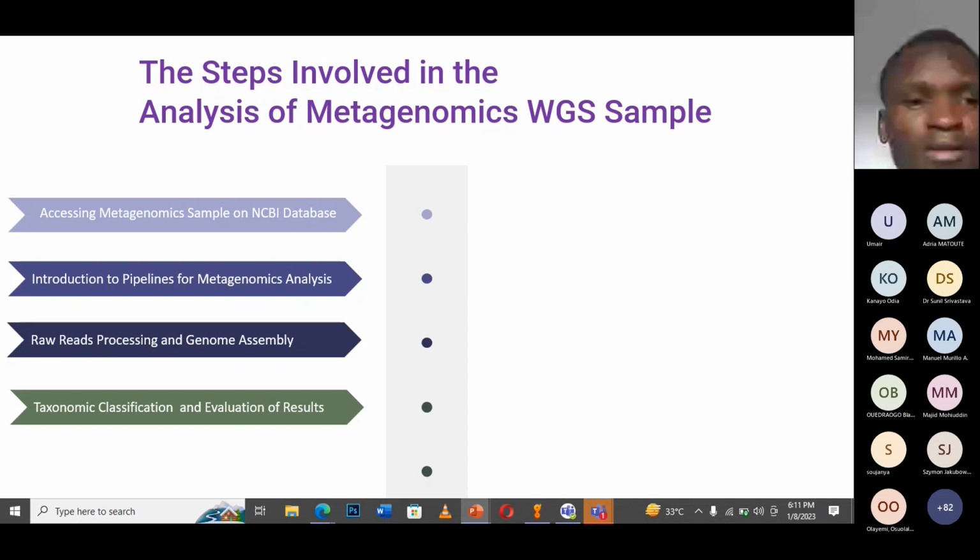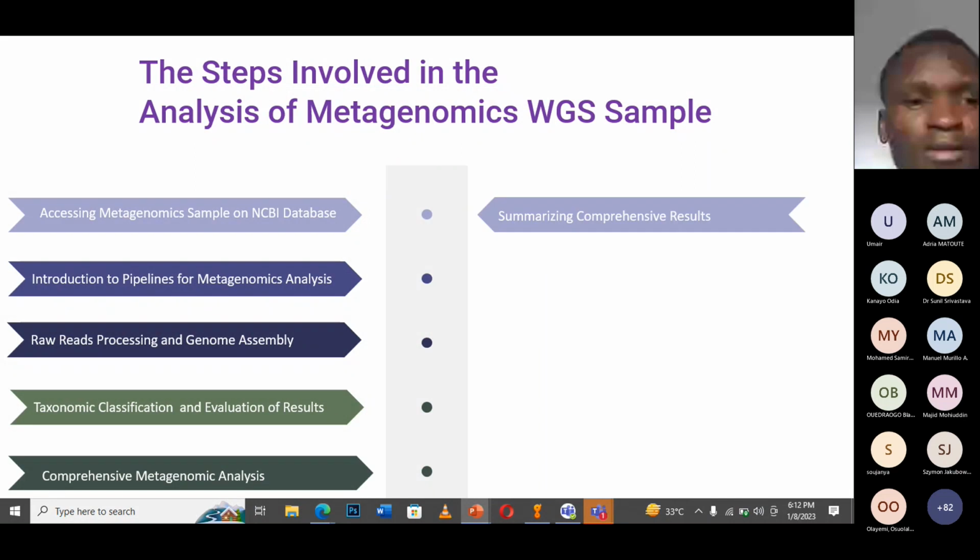Then we have the taxonomic classification and evaluation of results, where you do the taxonomic classification talking about biodiversity. Then we have the comprehensive metagenomic analysis. In the comprehensive metagenomics analysis, you'll be doing genome annotation, gene prediction, specialty gene prediction, specialty gene categorization, and specialty gene evaluation. That is the comprehensive metagenomics analysis, where you'll be talking about virulence genes, mobile gene elements, and antimicrobial resistance genes using shotgun metagenomics techniques.